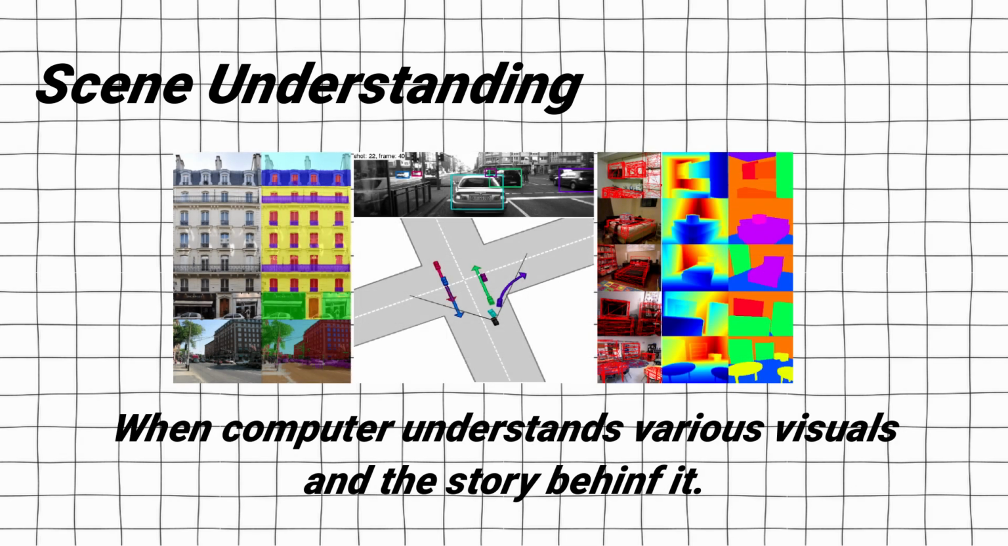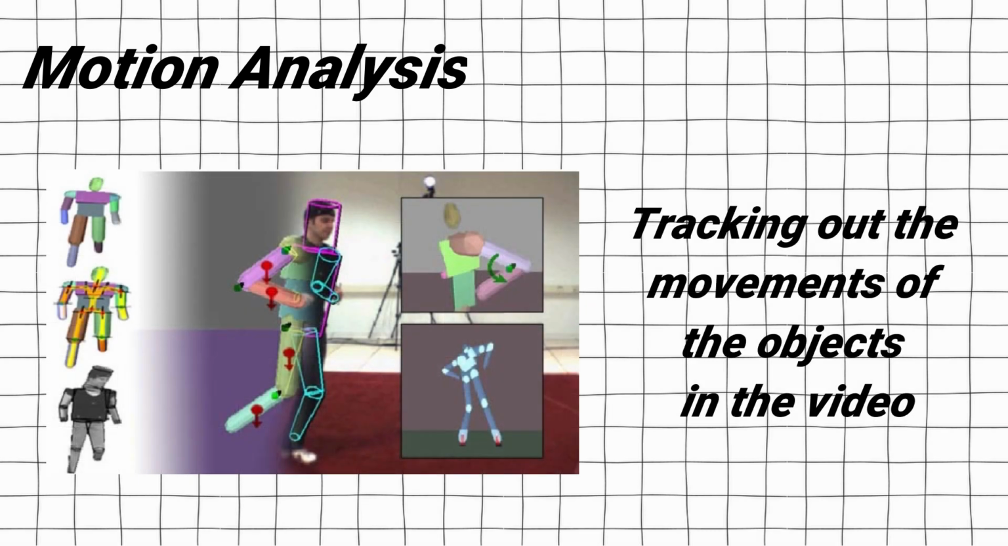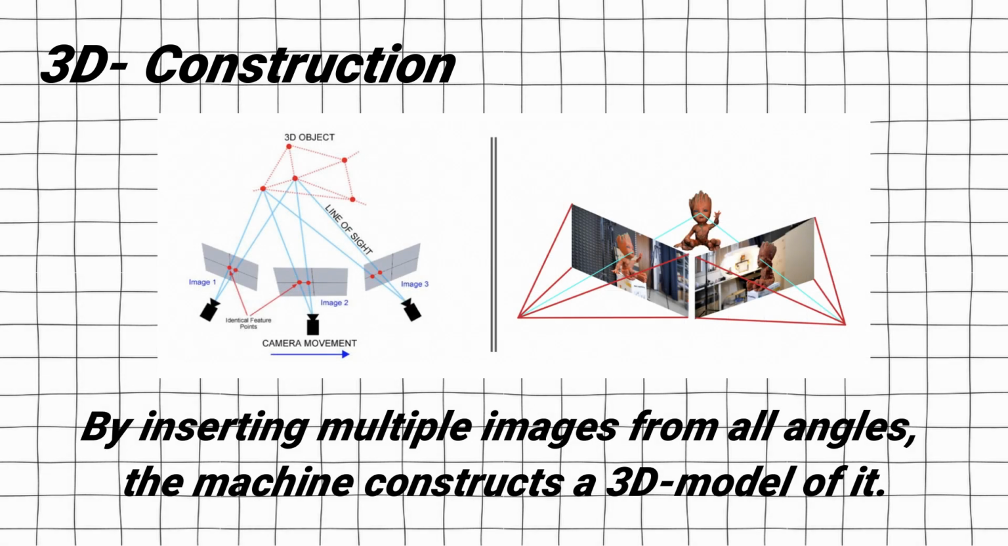Scene understanding: it's when the computer understands the various visuals and the story behind them. Motion analysis: tracking the movements of objects in the video. And the last is 3D reconstruction. By inputting multiple images from all angles, the machine constructs a 3D model of it.